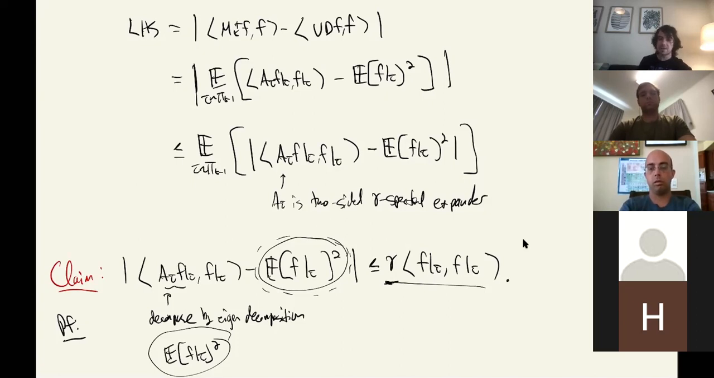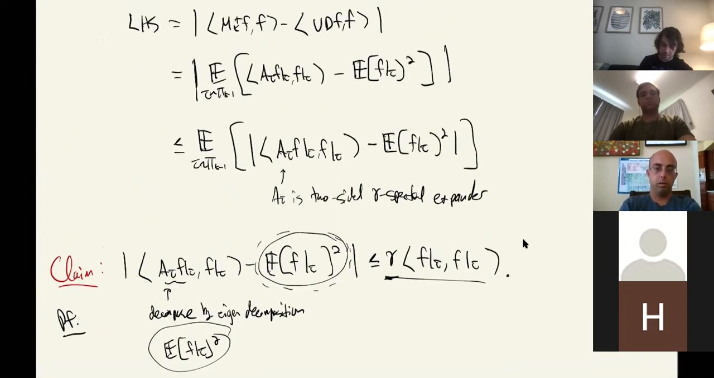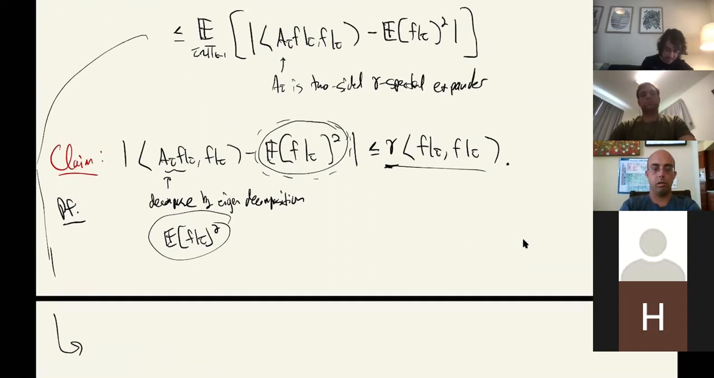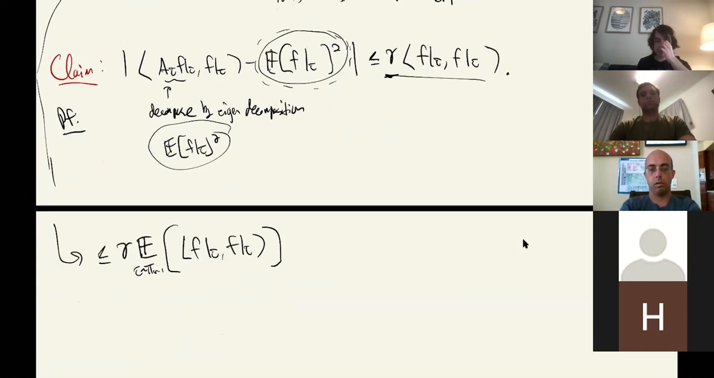But once we have this, we're essentially done, right? Because if we continue this equation and plug in this claim, what do we get? We get that this is less than or equal to gamma times the expectation over tau drawn from pi_{k-1} of the inner product of f restricted to tau with f restricted to tau. And then we can apply the first property of Garland's method. This is exactly equal to gamma times the inner product of f with f. And that's what we were trying to prove. That bounds the absolute value of the Rayleigh quotient.